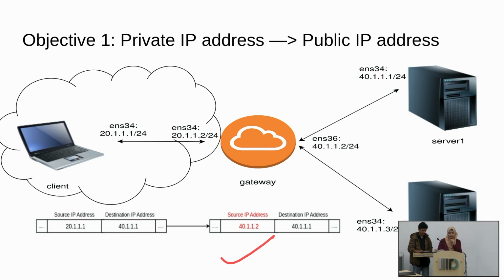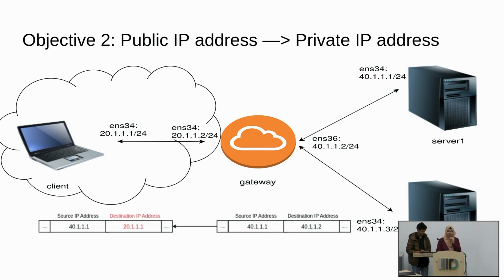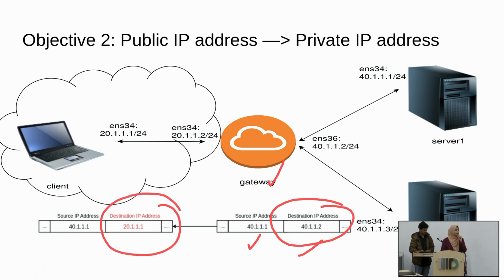Coming to the next objective, the scenario where server 1 is trying to communicate with the client. In this case, the source IP address will be 40.1.1.1 of the server, and it wants to communicate with the client, which is 20.1.1.1. But since it does not know the internal IP addresses, it just knows the gateway's address, so it will write the destination IP address as 40.1.1.2. We want our gateway to map this address to the internal IP address of the actual client. This is our objective, and this is the main idea behind NATting.